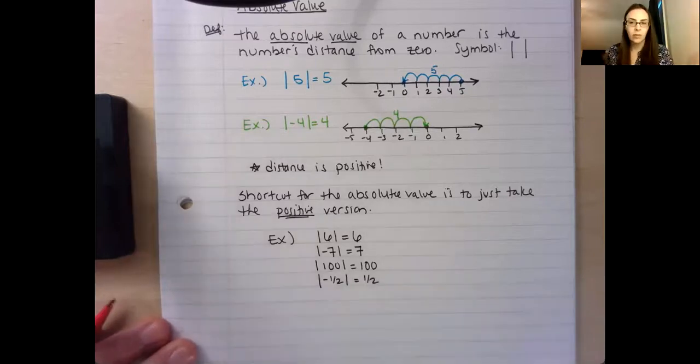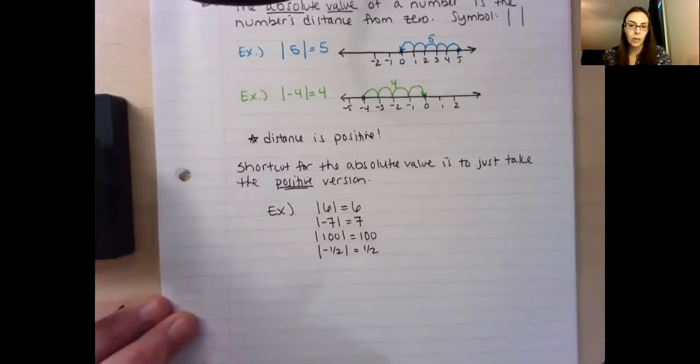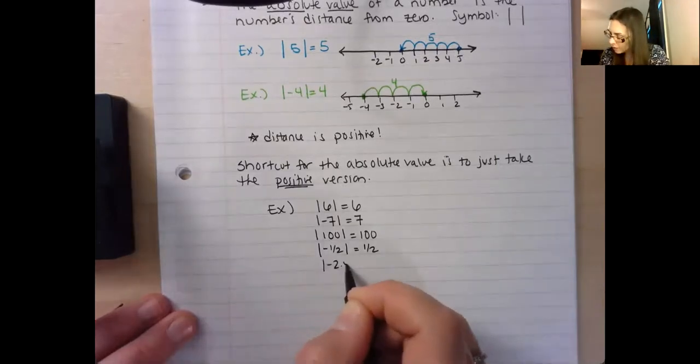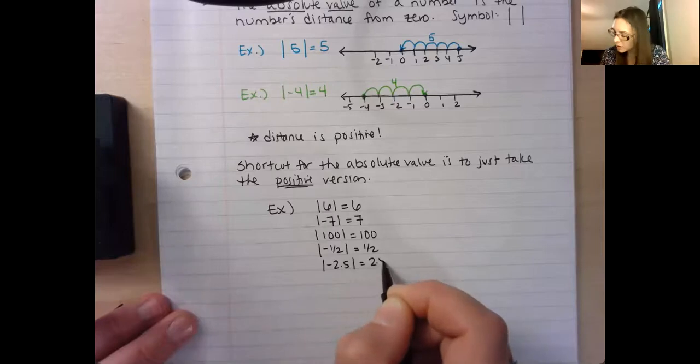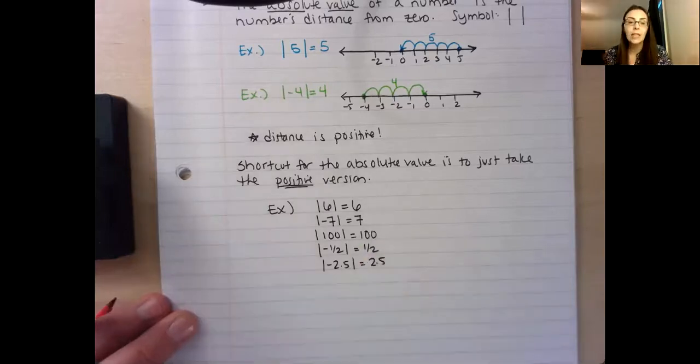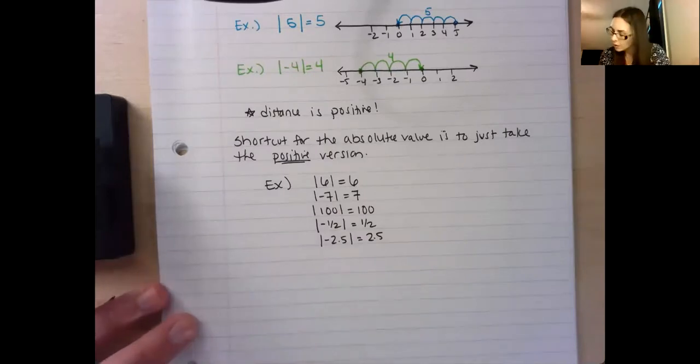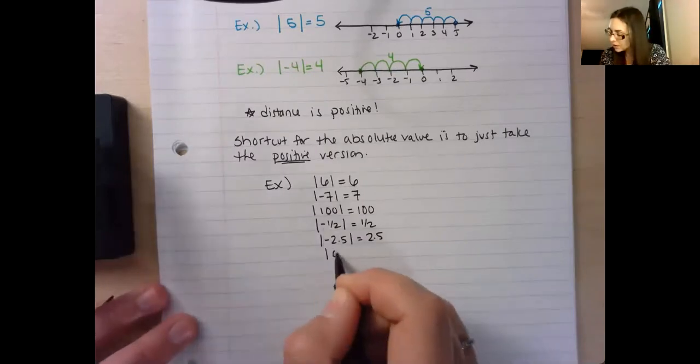So even with decimals or fractions, it's going to be the same definition. I just want to make that clear. So the absolute value of -2.5 would be +2.5. So my answer is always positive. The only exception is if you have the absolute value of 0. So the absolute value of 0 is just 0.